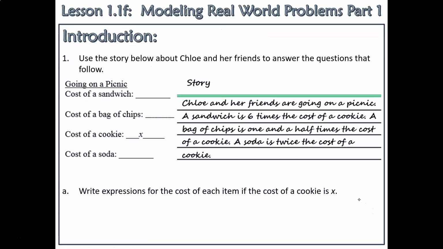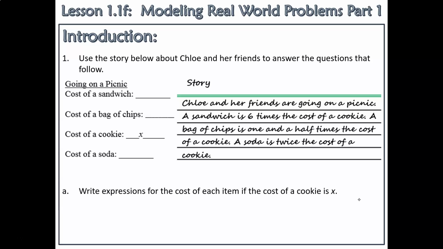So let's look at number one. It says use the story below about Chloe and her friends to answer the questions that follow. So here's the story. Chloe and her friends are going on a picnic. A sandwich is 6 times the cost of a cookie. A bag of chips is 1.5 times the cost of a cookie. And a soda is twice the cost of a cookie.